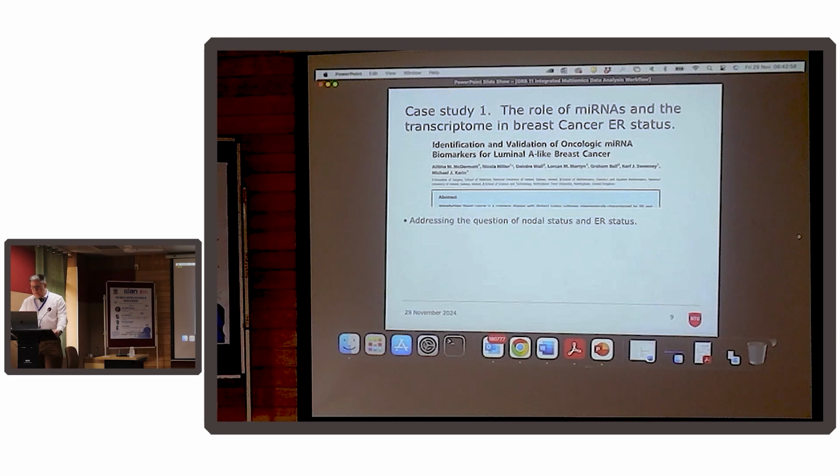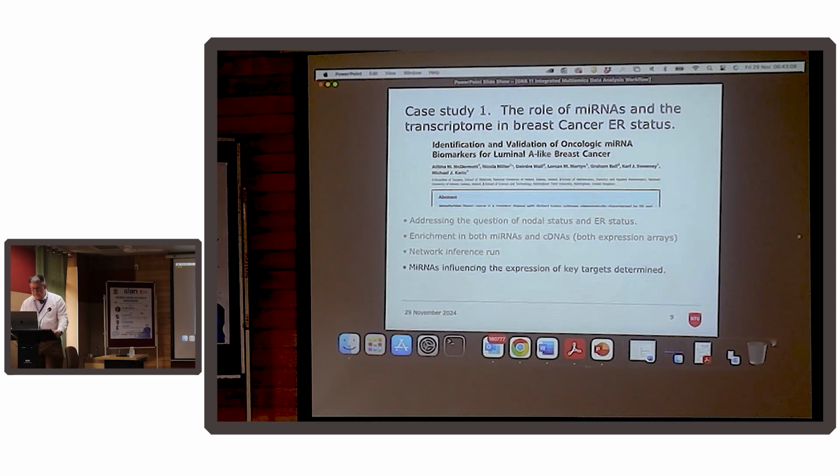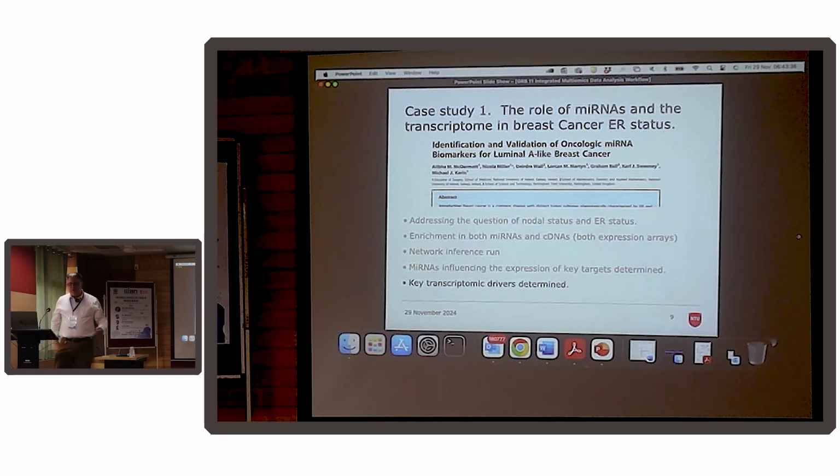So here we were looking at nodal status and estrogen receptor status in breast cancer. And we'd enriched for mirs and cDNAs. And then we ran network inference. And what we found was that certain mirs, we could see how the mirs were influencing the expression of genes, and how that was different between ER positive, ER negative, luminal A, non-luminal A. So we could work out what the drivers of that system were, but how those drivers were being modulated by microRNAs. And that's important because they're playing a key role in the whole system.